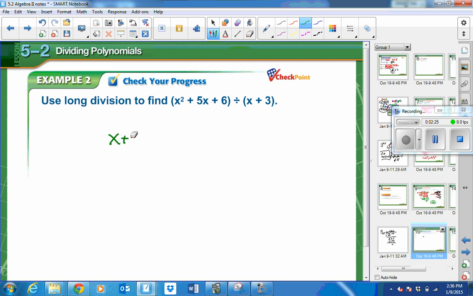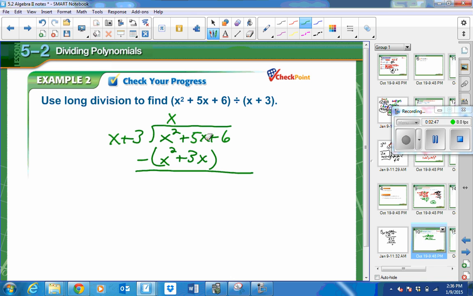So our second example, we're going to set up the same way. So we have x plus 3. How many times will it go into x squared plus 5x plus 6? First term into first term. x will go into x squared x times. x times x is x squared. x times 3 is 3x. And we're subtracting that.